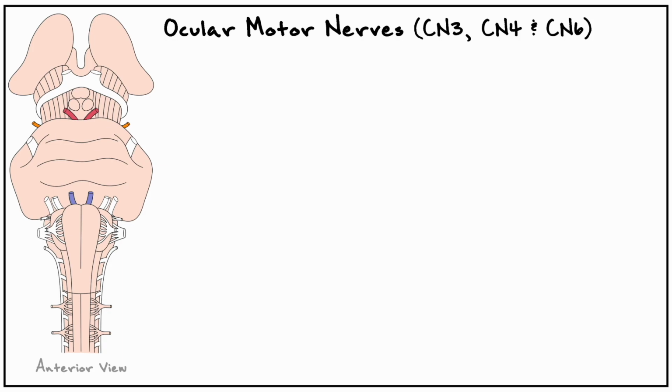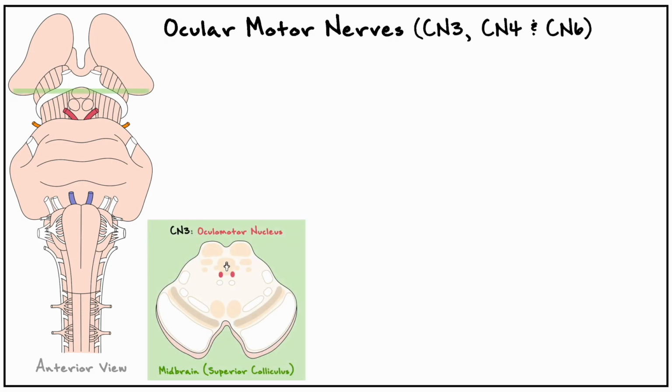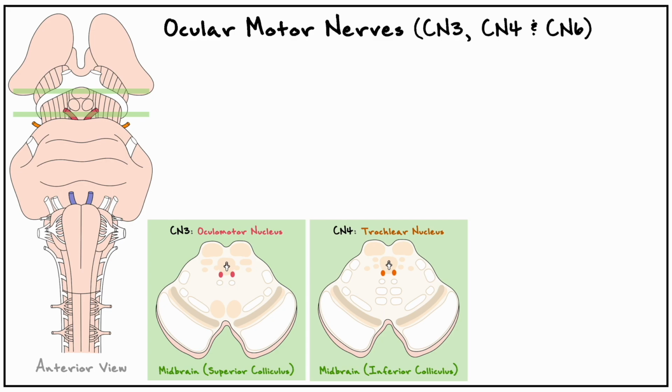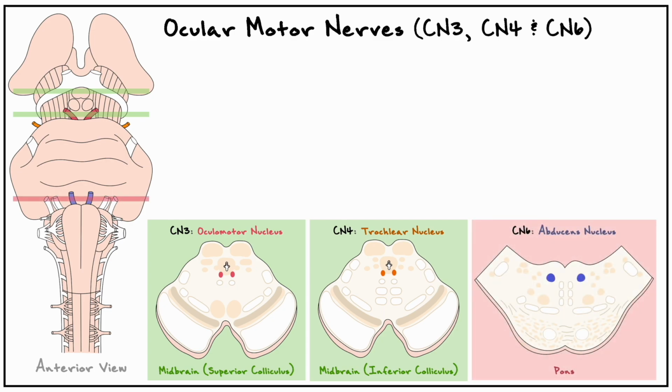Starting with the oculomotor nerve, we can find the oculomotor nucleus at the level of the superior colliculus in the midbrain. A little more caudally, at the level of the inferior colliculus, we can find the trochlear nucleus, and finally, we can find the abducens nucleus. Since all of these nuclei supply motor nerves only, they house the cell bodies of the neurons that will send projections that will exit the brainstem.